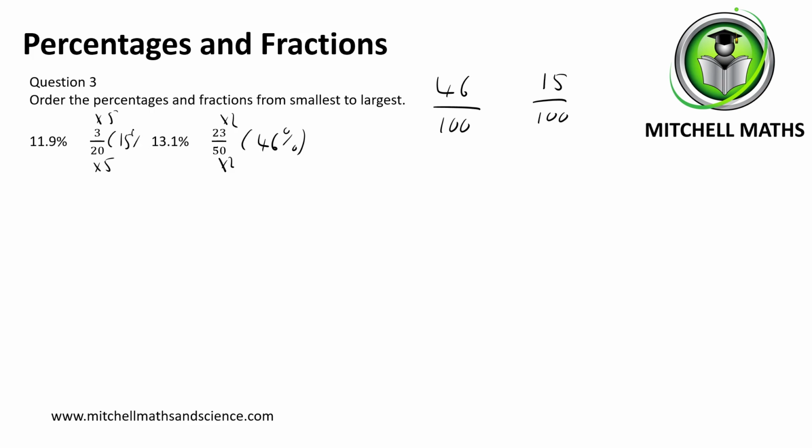And now that I've converted everything to percent, it'll be quite easy to order. When I'm writing it in order, though, I'm going to need to still write them as fractions. So I'll have 11.9%, and I'll have 13.1%. I'll have 3 over 20 next, because that's 15%. And finally, I'll have 23 over 50, which is a lot bigger because it's 46%. So that's how to order percentages and fractions from smallest to largest: convert the fractions to percentages, and then you can quite easily see which ones are larger, which ones are smaller.